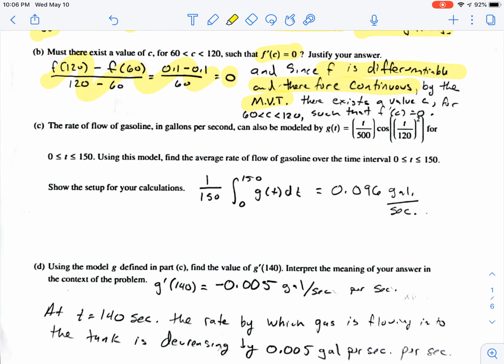Part C asks for an average rate, flow rate. Well, your average value of G is what that's asking for. So you do the integral divided by the interval length for your average value. And the units should still be in gallons per second.